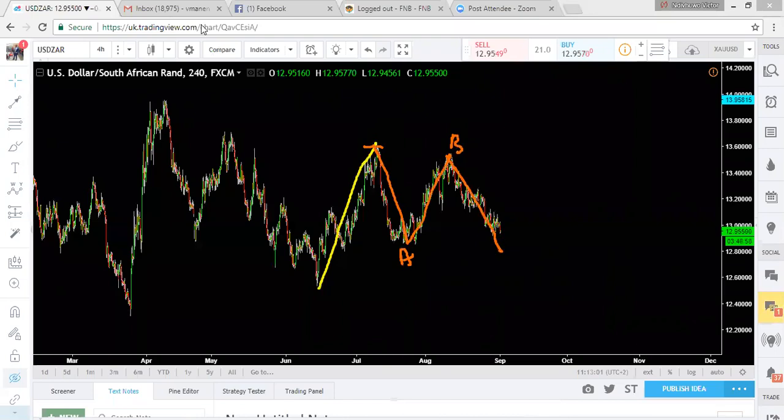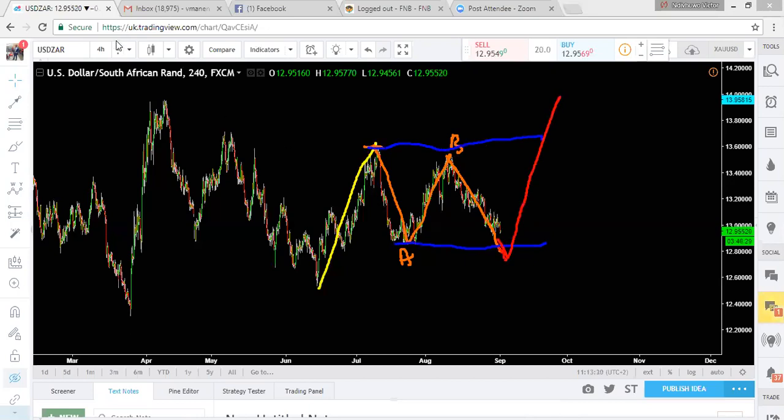So now the blue line is the start of the impulse. It is the end of wave A on the correction, and the end of the impulse. What happens more frequently is that this pair comes and breaks this blue line before reversing, and that will complete a pattern like this, which could be another regular flat, okay, before we get the move to the low side.